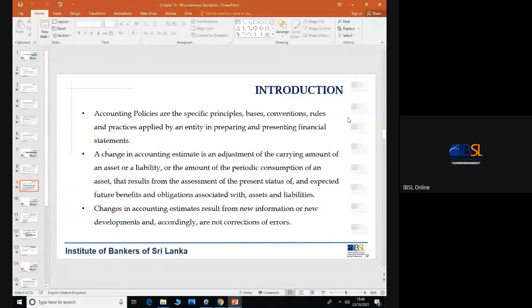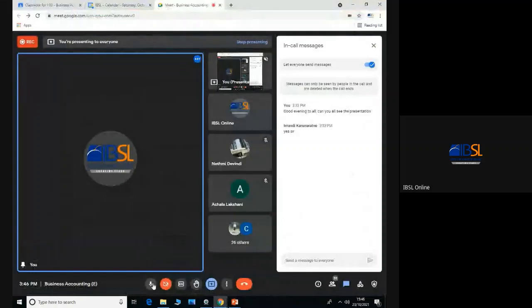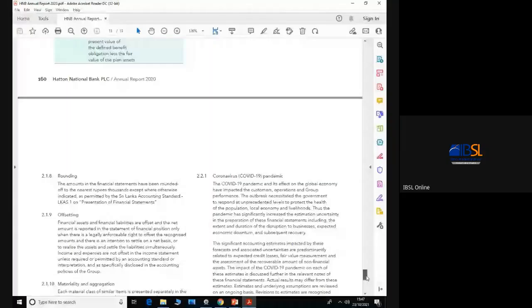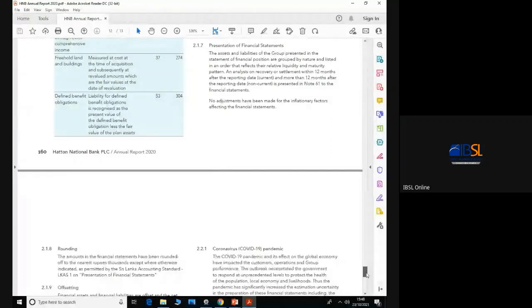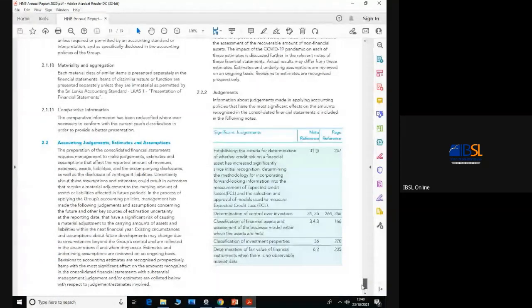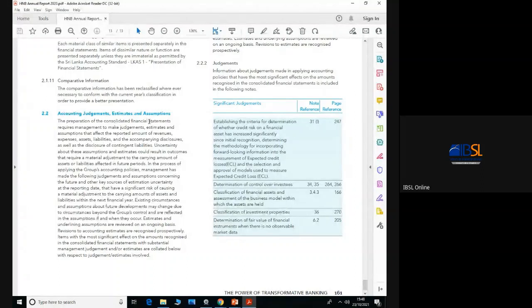So I would like to show you all accounting policy. Right. Now I'm going to share with you. I think this has been already shared with you all. Now look at this. This is an extract of the annual report of Hatton National Bank for the year last year, that is 2020. Now in that I'm looking at the notes, right? Now here you will see they are talking about accounting judgments, estimates and assumptions. Okay, so what are the accounting estimates, judgments, assumptions that they have made in the financial statements?